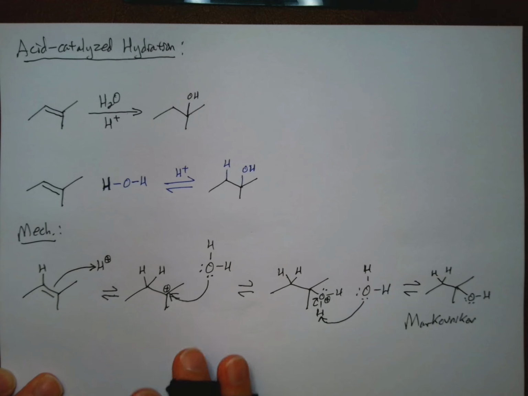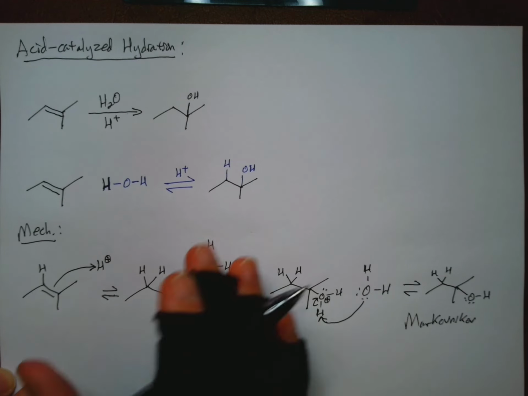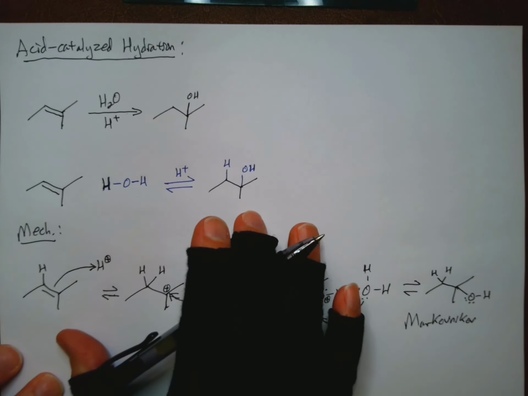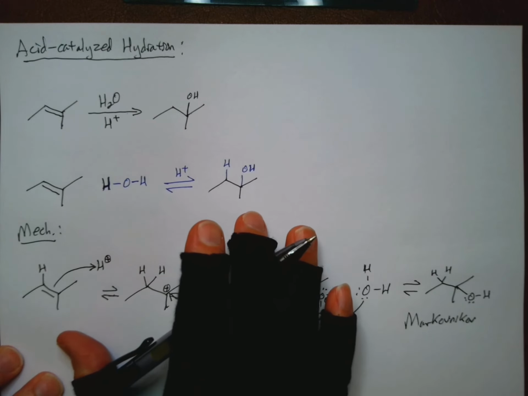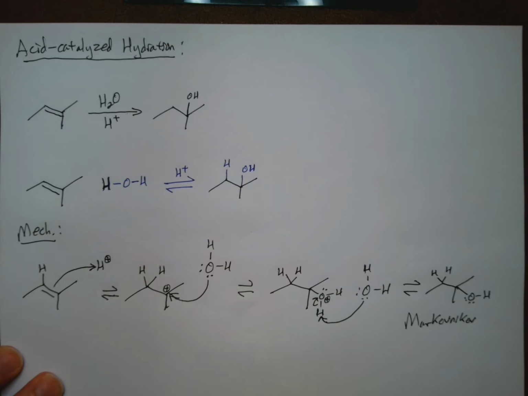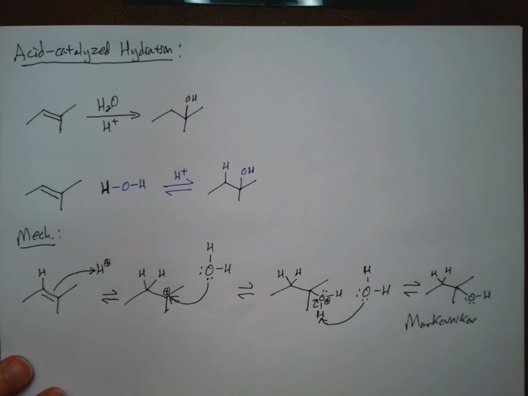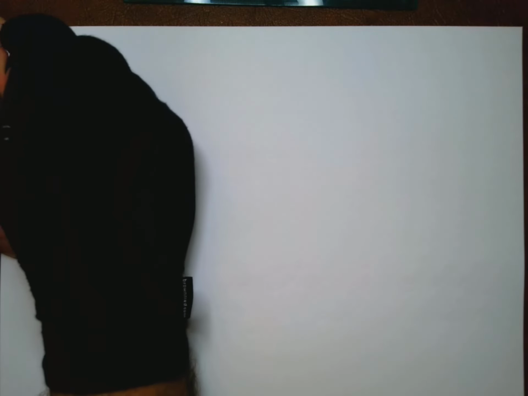Now, are there better ways to do this? I wouldn't mind doing this in a lab as long as I control my conditions carefully because, well, I'm not using anything too nasty. But there is something that will give us a Markovnikov product specifically, and that is oxymercuration-demercuration.